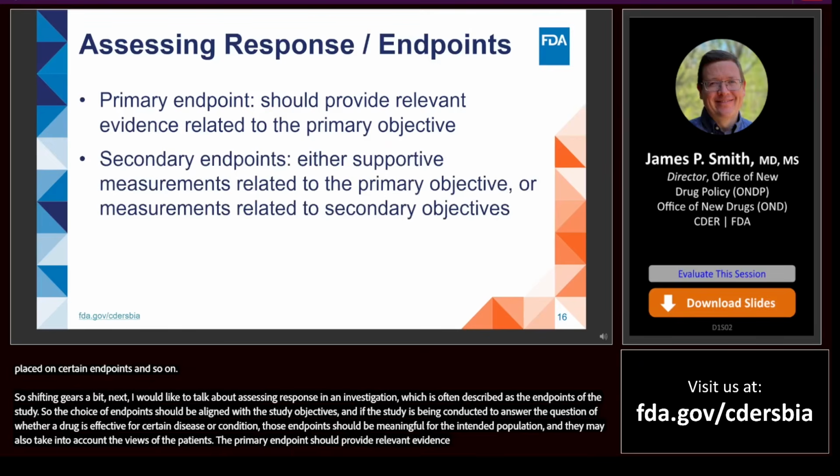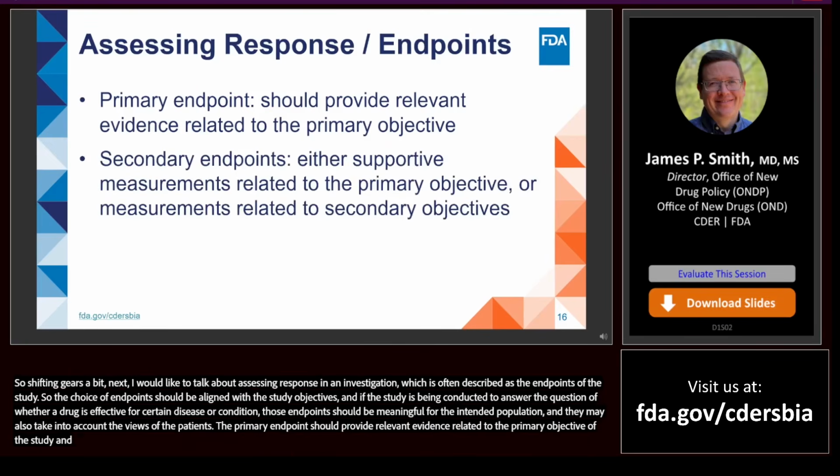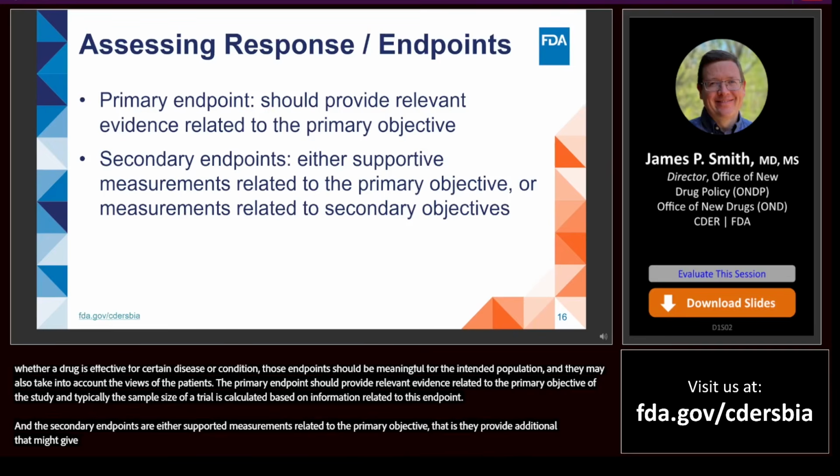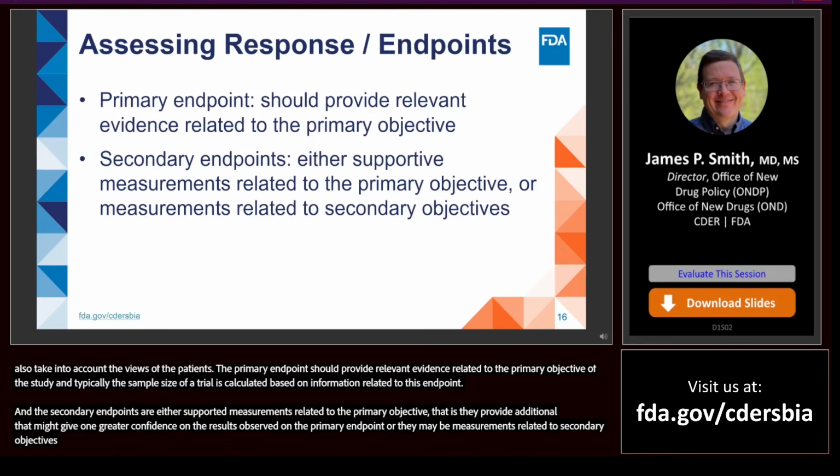And then secondary endpoints are usually either supportive measurements related to the primary objective. That is, they provide additional information that might give one greater confidence in the results observed on the primary endpoint, or they may be measurements related to secondary objectives of the study. Usually the primary endpoint and at least some secondary endpoints are included in an analysis plan that protects against making false conclusions that an intervention has an effect when in truth it does not.